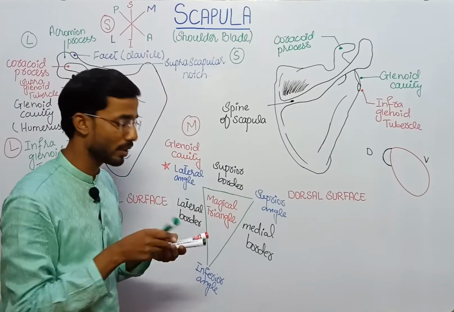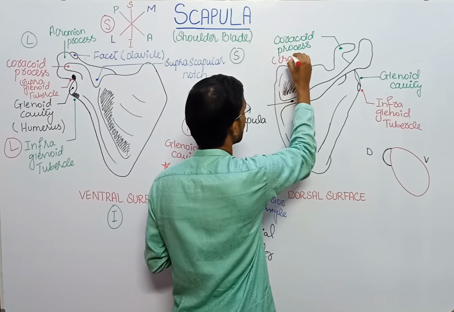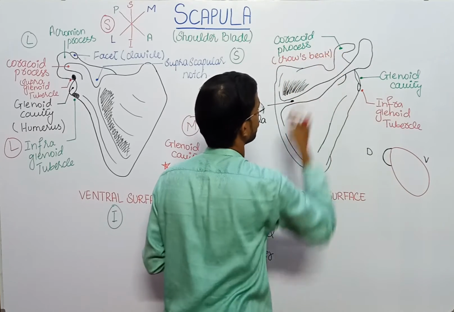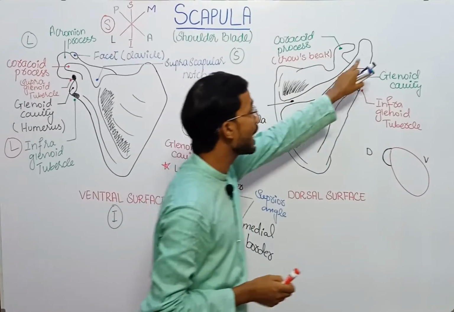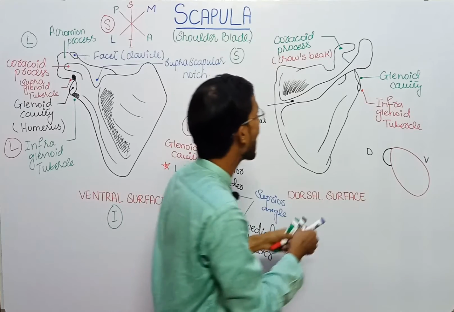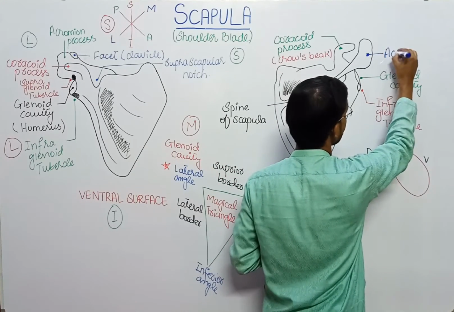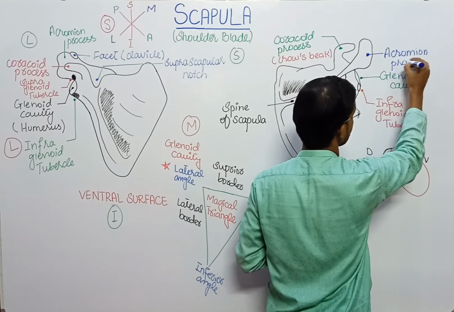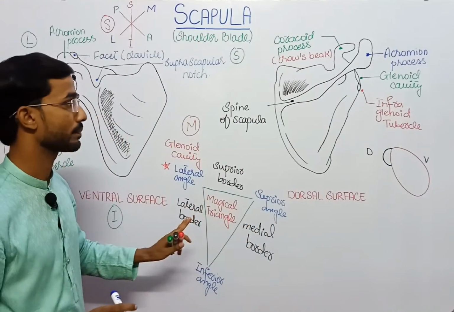Coracoid is a word which derives from cross beak. And here the spine will end at the acromion process. Here is basically the acromion process. So these are the same.